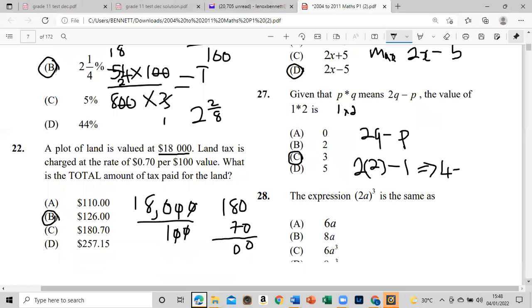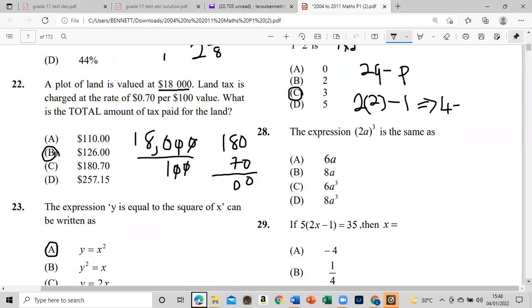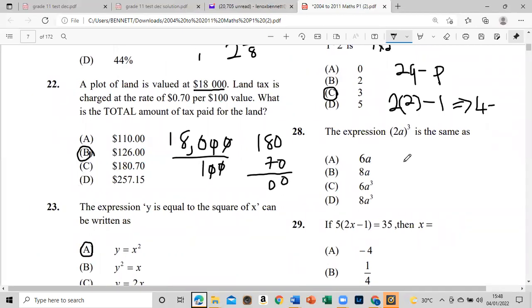All right, the expression 2a cubed is the same as 2a times itself 3 times. A number raised to a power means the number multiplied by itself 3 times. So we get 8 times 8 times 8 is 8 to the 3. Remember, we're just adding the powers, the base is the same.